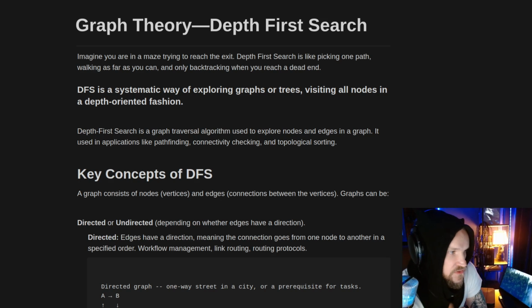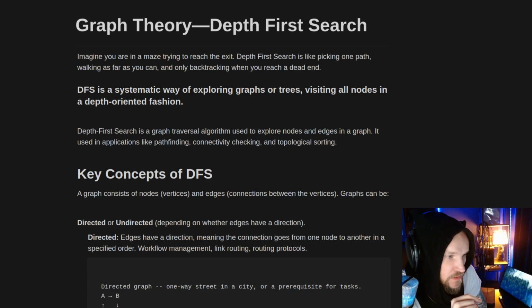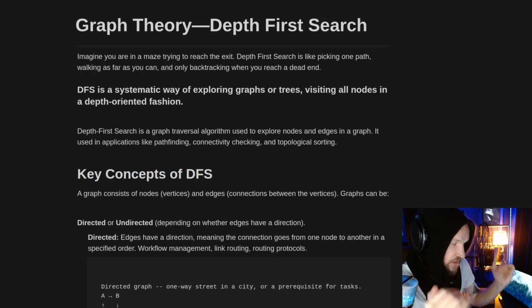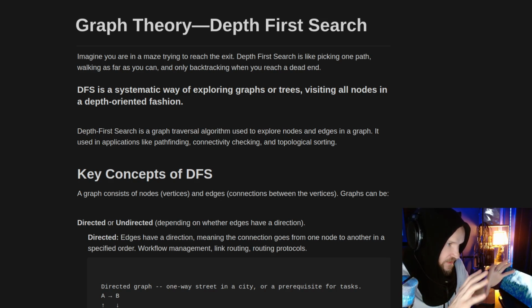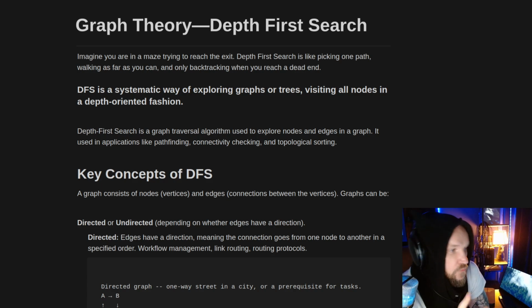First, a little analogy. Imagine you're in a maze. The idea is you pick one path, and you go all the way to the end before you turn around and come back. It's a systematic way of exploring graphs or trees, where you visit all nodes in a depth-oriented fashion. There's also BFS, breadth first search, which you can think of in layers, where you analyze a matrix by its rows, and we'll get to that in a minute.